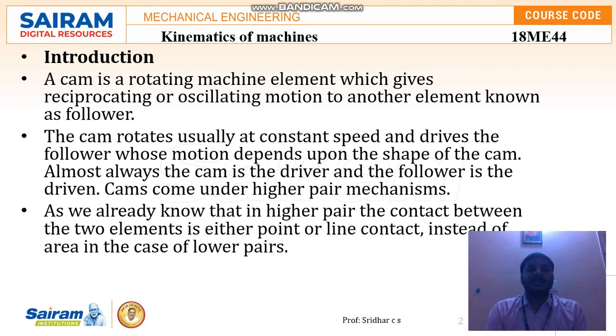Similarly, the follower has to follow only the path, so it can't give any motion or convert any motion. Only the function of the follower is to follow the path of the cam. For example, if the cam is reciprocating, the follower follows that reciprocating motion only. If the cam is oscillating, the follower follows that oscillating motion only. It can only follow the path of the cam.